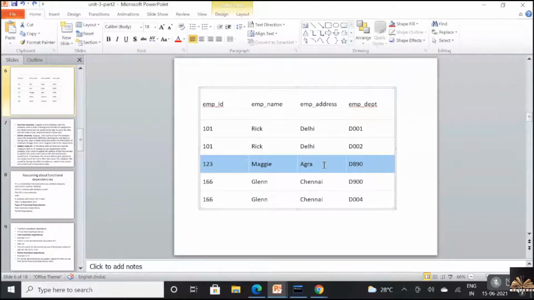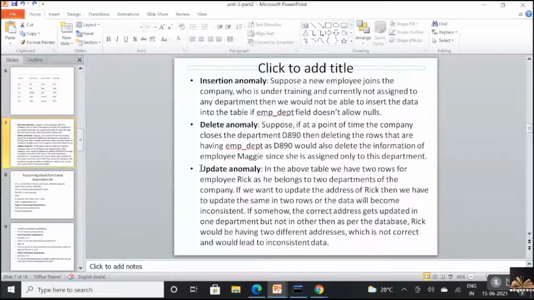Then what does deletion anomaly say? If you wish to remove some information, and that leads to the removal of information which was not intended to be removed, then it leads to the concept of deletion anomaly. Next one is updation anomaly.